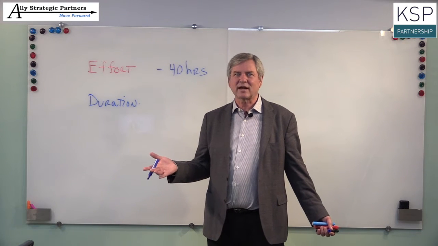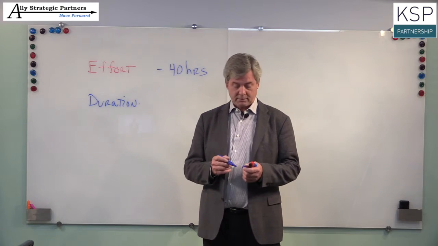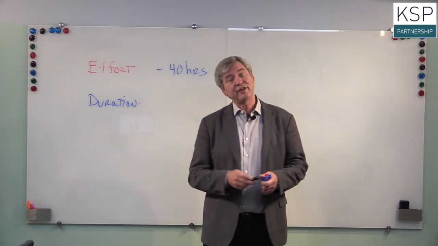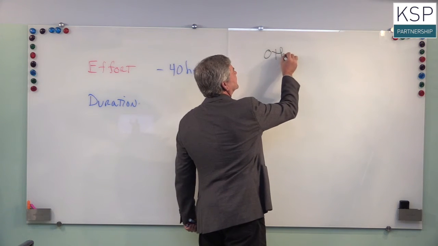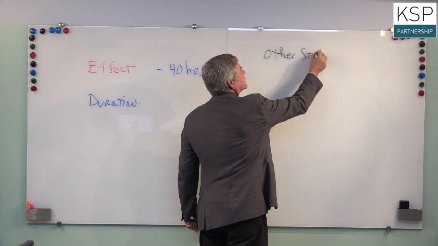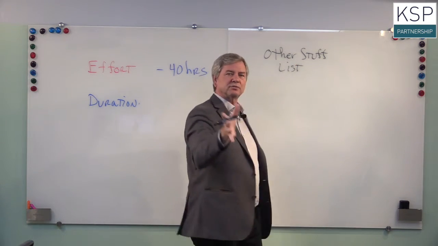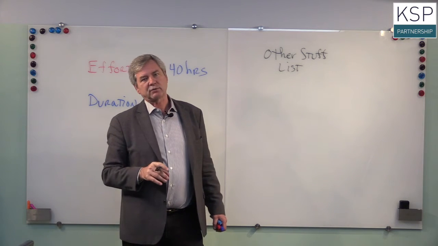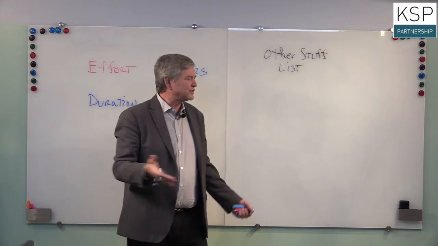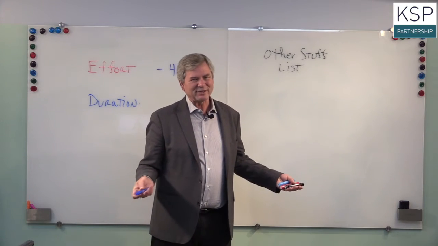So let's take a look at things we typically do during the day, which is not project work. I call this the other stuff list. The other stuff list consists of all those activities we do during a day for which we get paid that is not project work. Well, what kinds of things go here? Well, most people have to deal with emails.